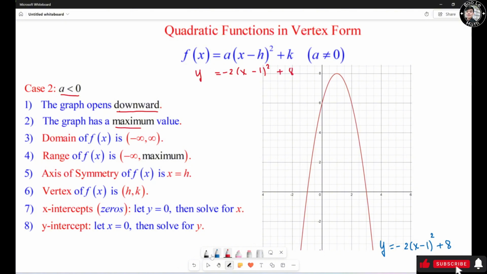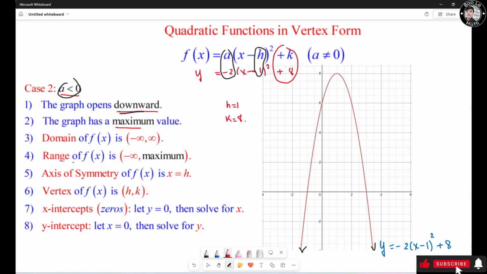Now I need to match them up, right? a equals -2, which is less than 0, right? So the graph opens downward. Next one, h equals 1, right? I have h equal to 1. Now k equals 8, right? k equals 8. Okay. The domain is going to be -infinity to +infinity.